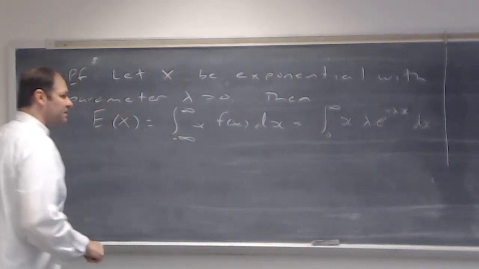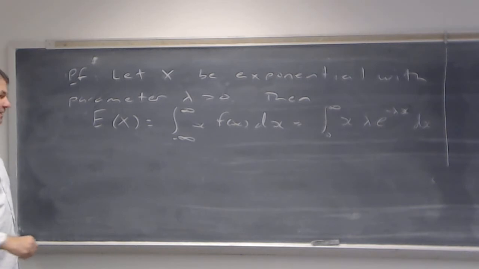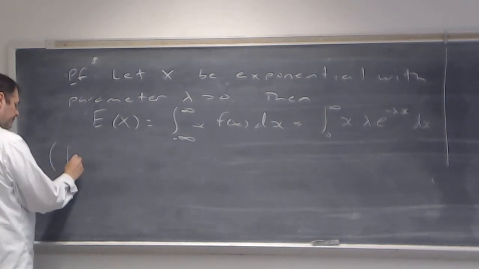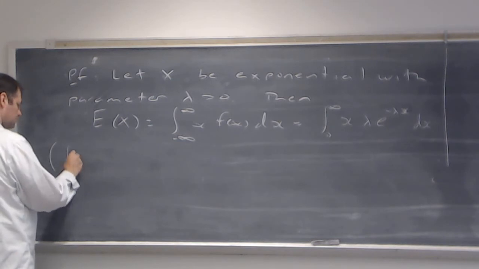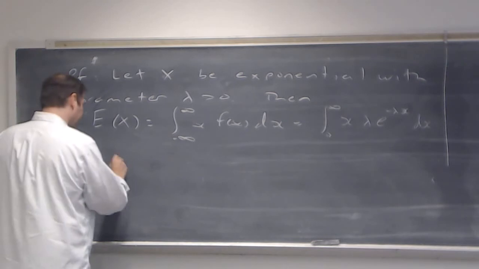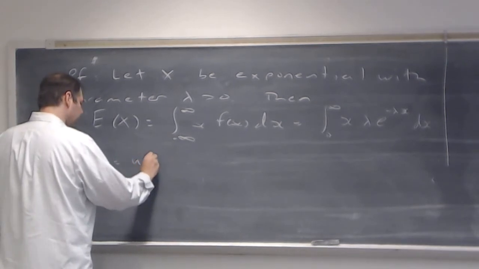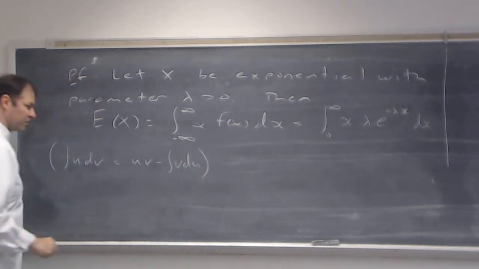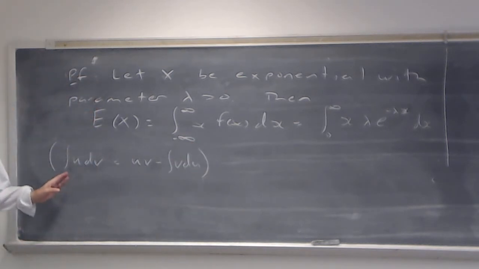And the way to handle this is called integration by parts. So I'm going to write this down real quick. So the integration by parts is if you're integrating u dv. So here's one function, here's its derivative. That's the same thing as u times v minus the integral of v du. It's integration by parts. And really this is an anti-product rule.